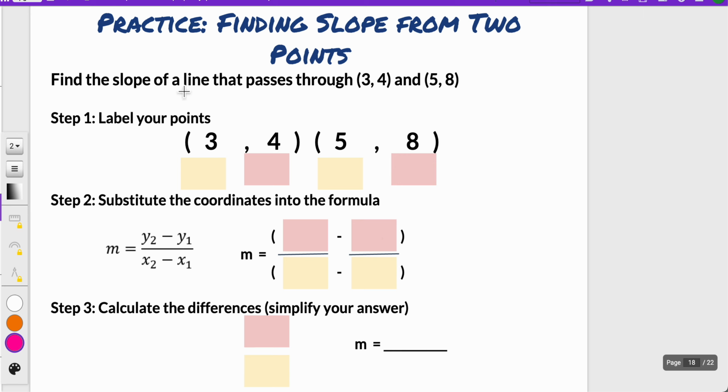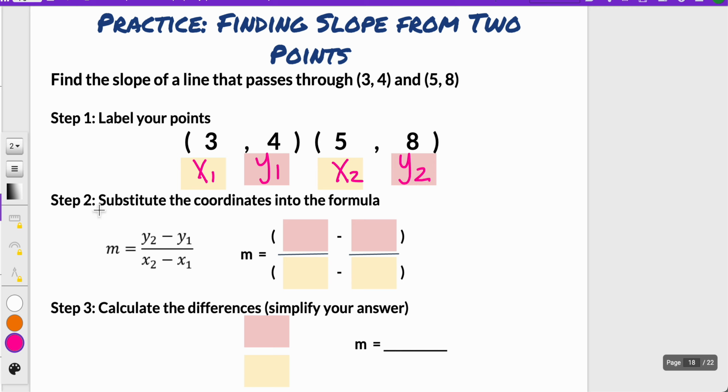This one says find the slope of a line that passes through (3, 4) and (5, 8). These are 2 easy questions. So the first thing we're going to do is label our points. This is like the general way of doing this. So I would label with x1, y1, and the reason why I would do x1, y1 is because this is the first set of ordered pairs. And then this set would be the second set. So I would say this is x2, y2.